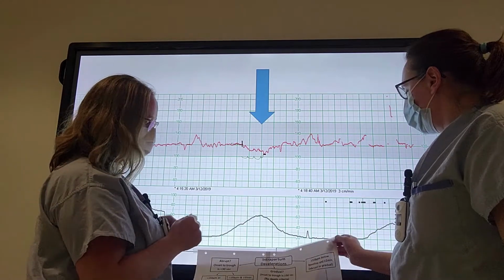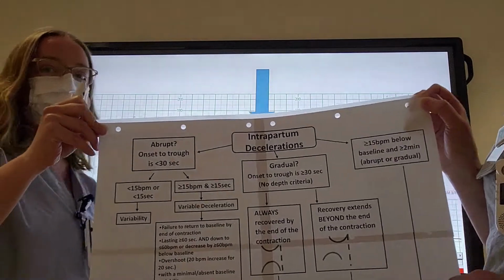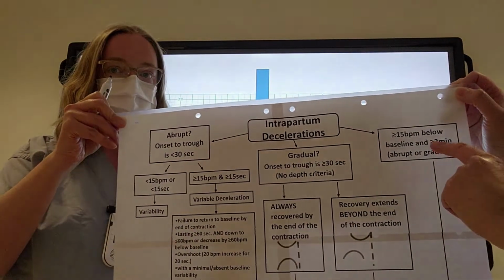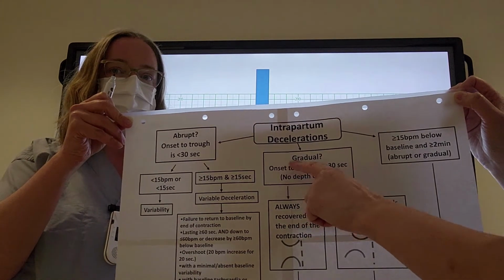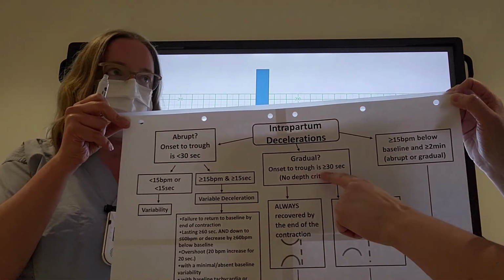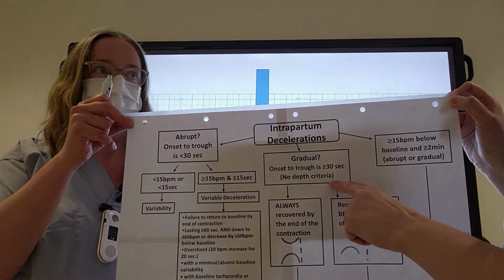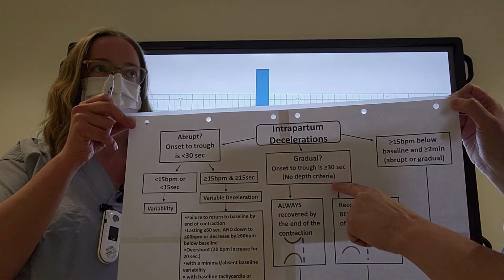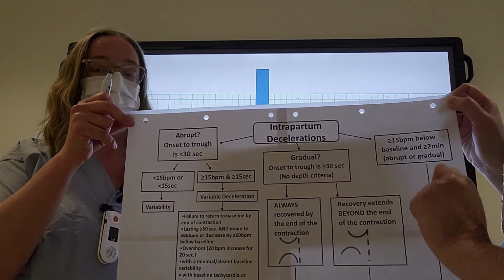So when I look on my chart, if it takes more than 30 seconds to reach the trough, that means that that decel is gradual. And under gradual, it says onset to trough 30 or more seconds, so I don't need depth criteria with this decel. I don't need to count if it drops by 15 or anything. There are no depth criteria for a gradual decel.